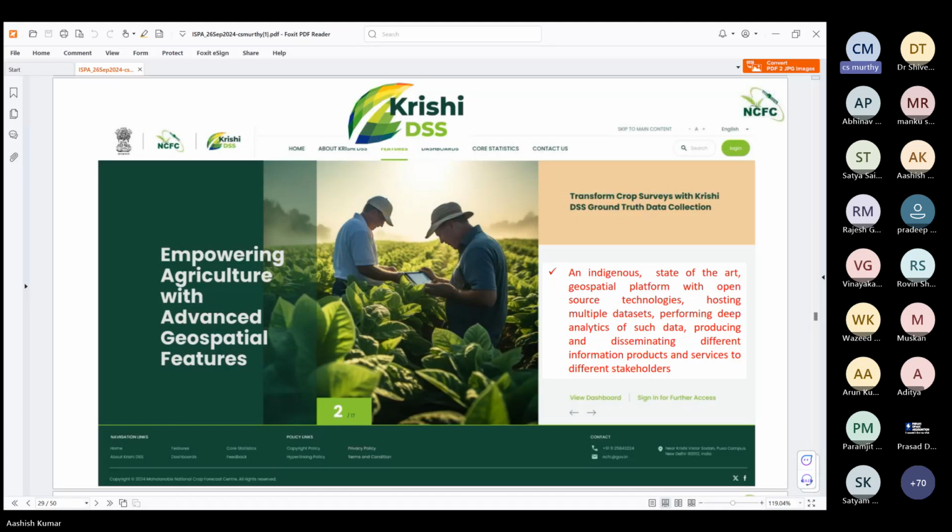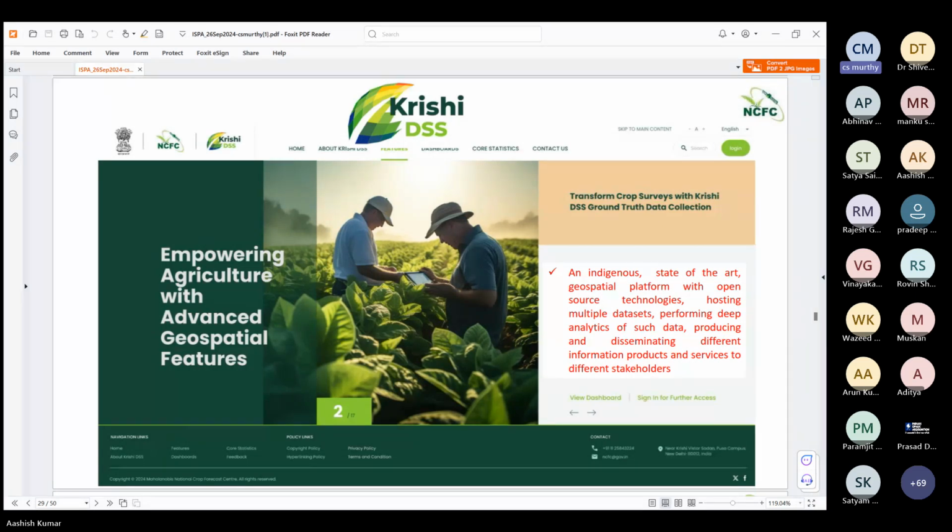So the Ministry of Agriculture has started the Krishi Decision Support System. It is an Indian geospatial platform with all open source technologies. It hosts the data from different sources, standardizes the data, performs some kind of analytics with certain open source tools, and provides some deliverables, for example crop surveillance information or crop maps. The intent of Krishi-DSS is to create an open source system for sharing the data, because data sharing is one of the important issues in geospatial agriculture today in India. So we want to solve this problem to a certain extent.